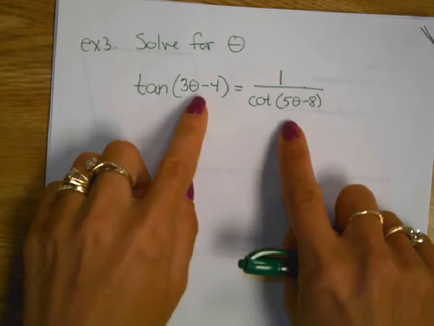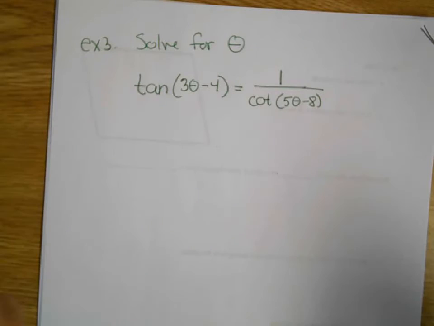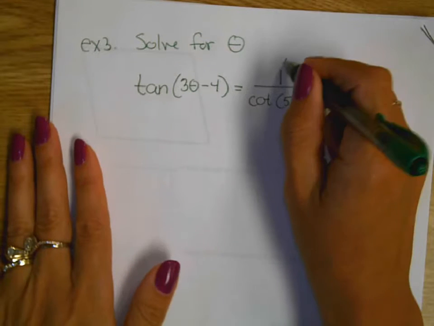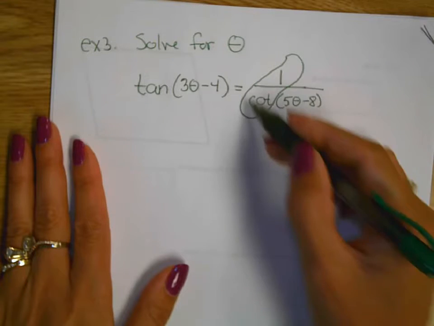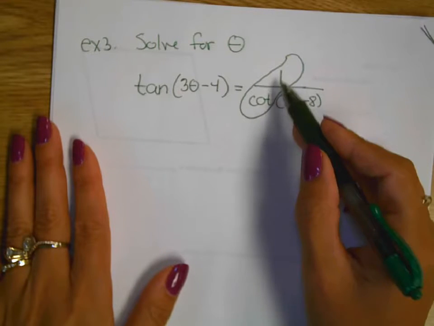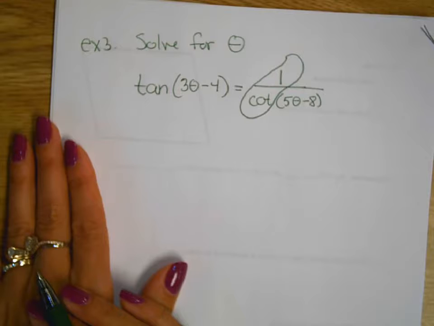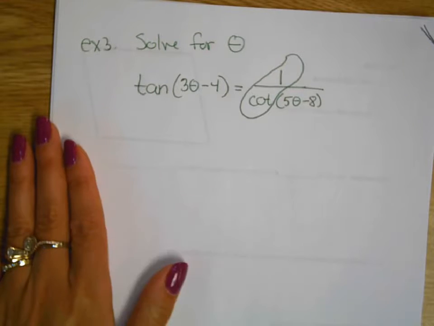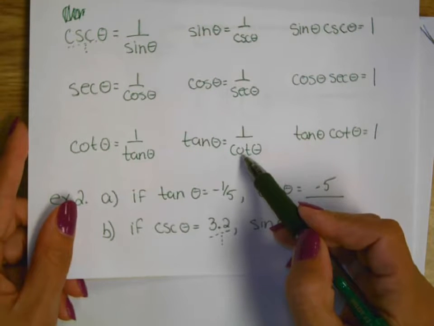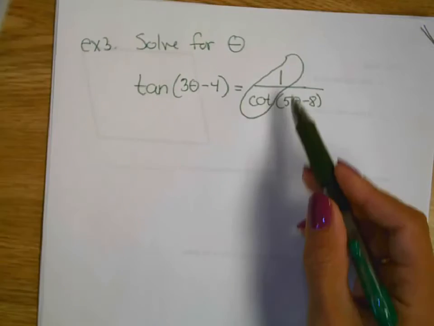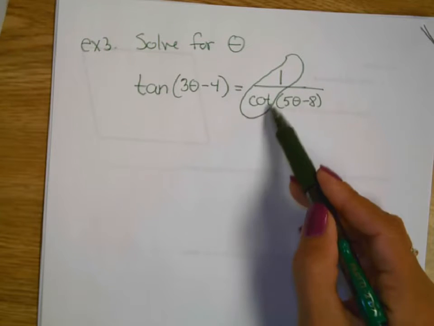Right now my thetas are sitting in the angle spots here, but what I want you to notice is we've got a function here, 1 over cotangent. This is cotangent flipped over. What's another way to write 1 over cotangent? One over cotangent, that is tangent. He's got a little Halloween costume on already. It's tangent hiding on us.